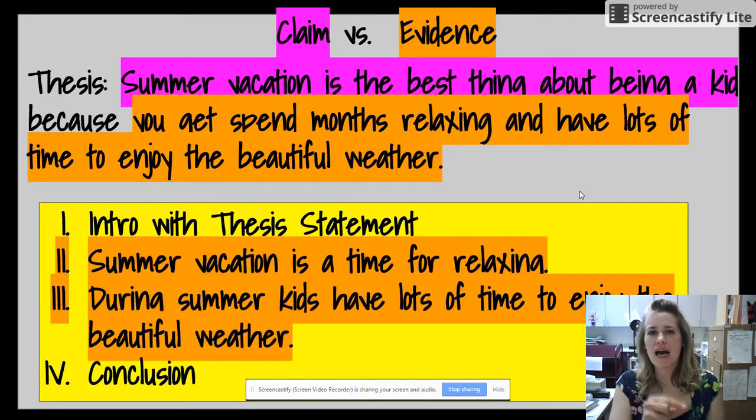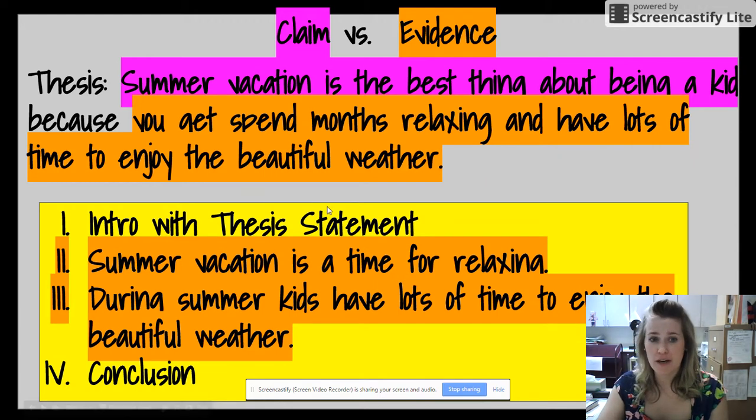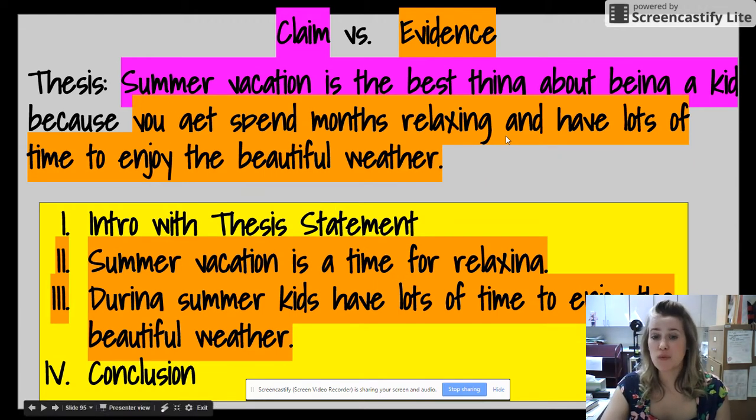I want to talk just a tiny little bit about how this thesis statement is going to help dictate the structure of our paragraph. This is our long-term goal. This is where we're headed. In the future, your evidence, these two supporting points or these two reasons that you came up with, are going to form the topic sentences for your body paragraph. So you get to spend months relaxing becomes summer vacation is a time for relaxing. And where it says you have lots of time to enjoy the beautiful weather becomes during summer, kids have lots of time to enjoy the beautiful weather.